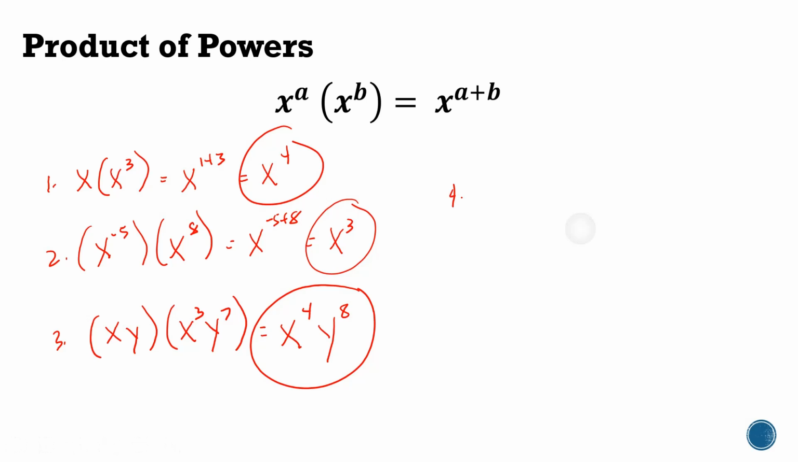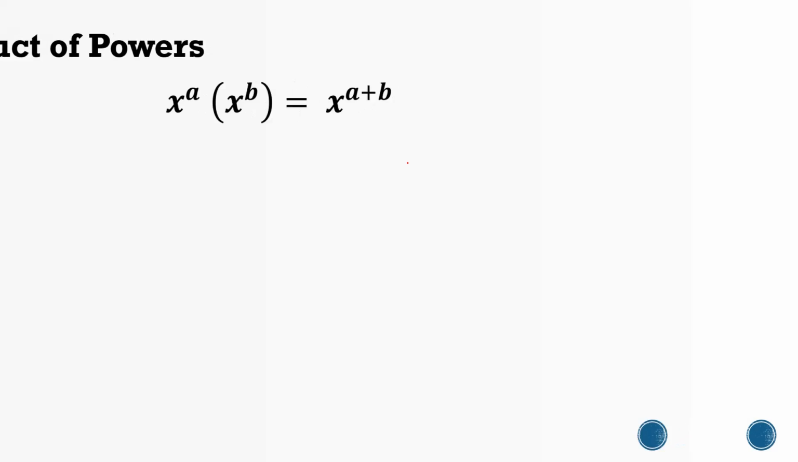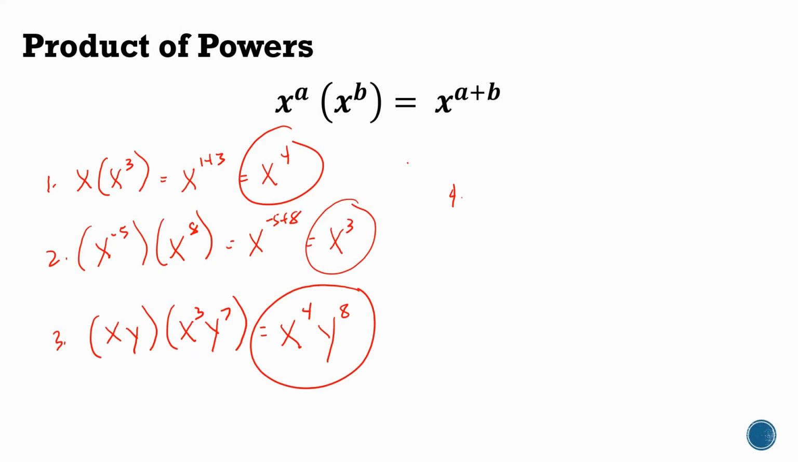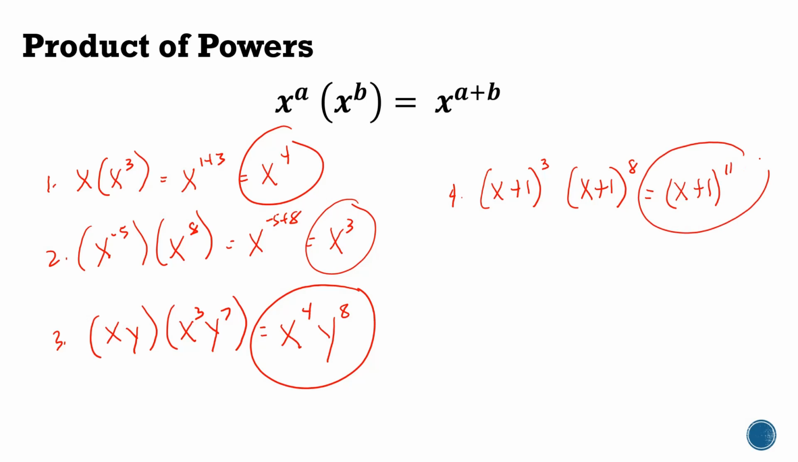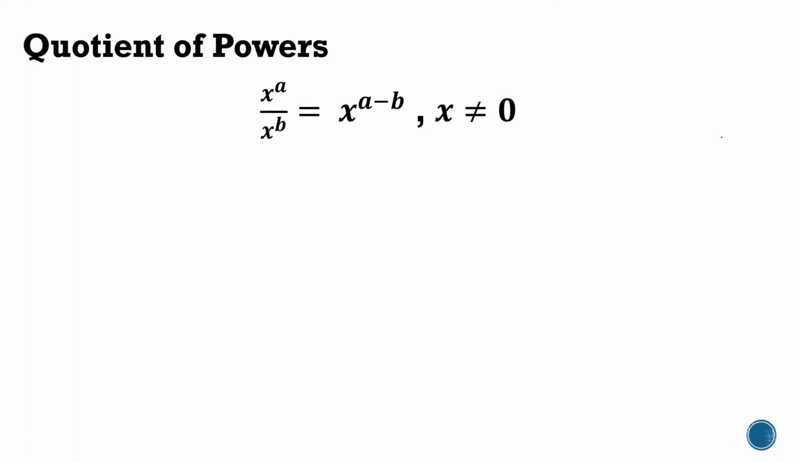There's a possibility that you're multiplying expressions, like they have the same base. We have x plus 1, let's see, raised to 3 times x plus 1 raised to 8. So this is going to be x plus 1. They have the same base, right? So raised to 11. Okay, so that's a possibility. Okay, let's go to the next one, quotient of powers.